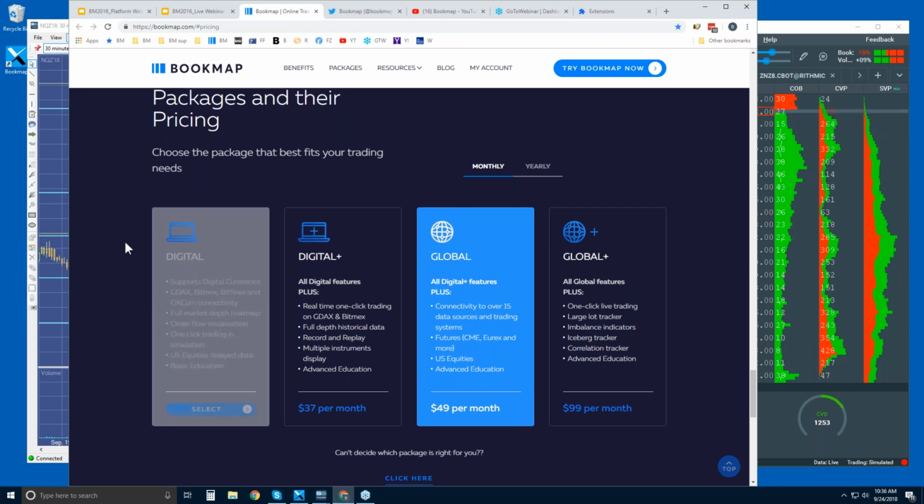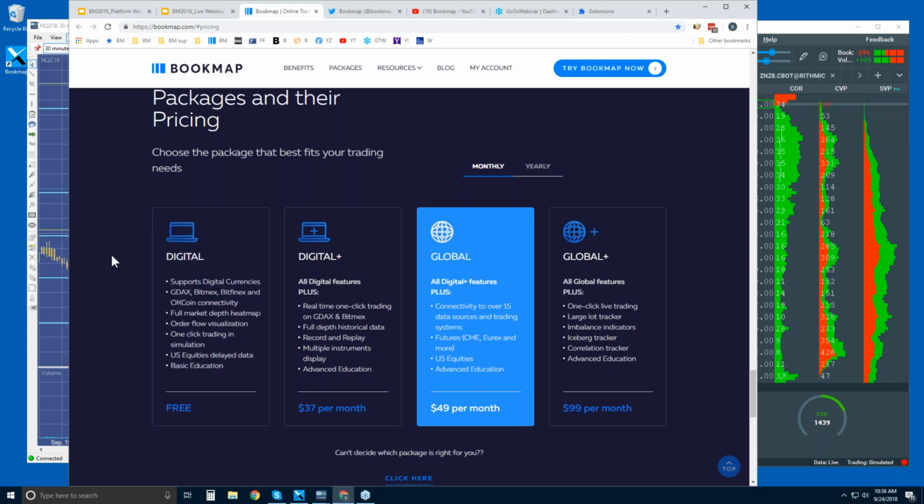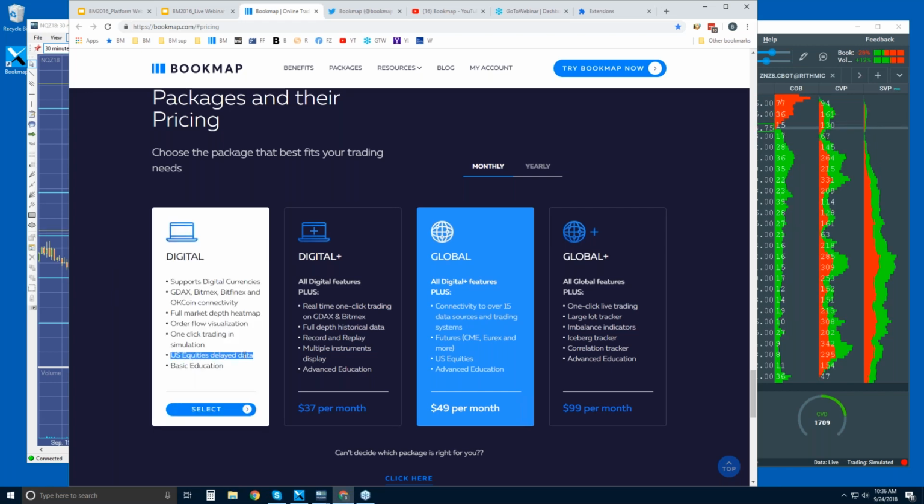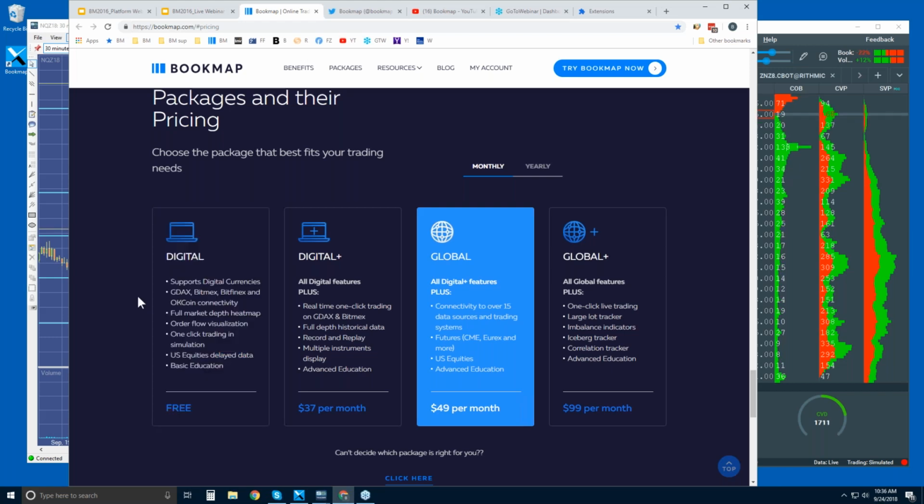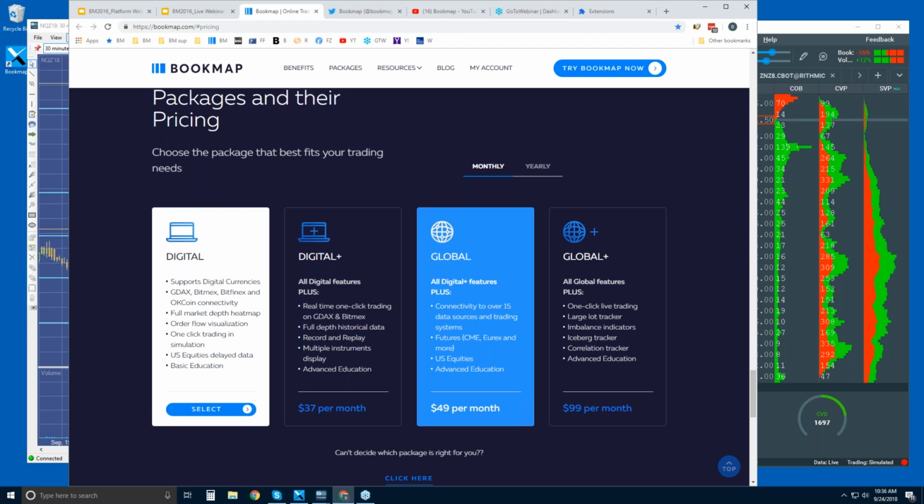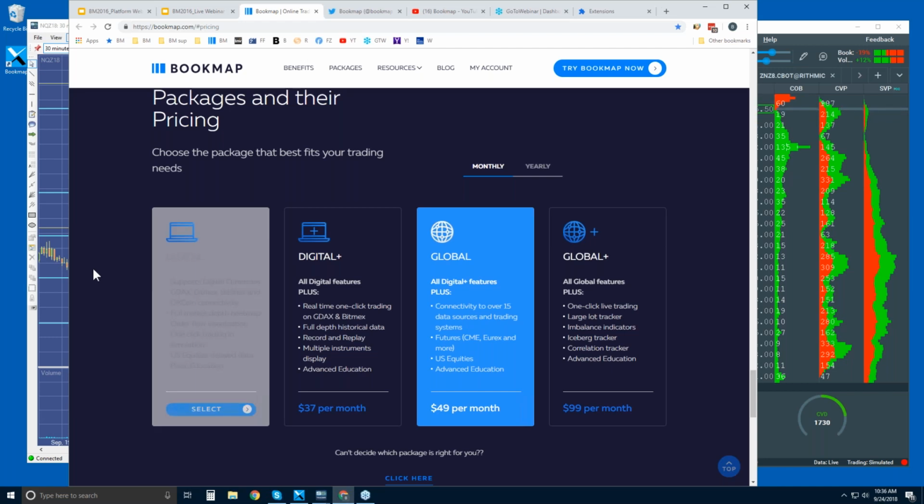So you can see that the digital version over here is free. You only get access to one digital currency at a time. The data is free and the market's always open, even over the weekends. So you can always check out a live environment. Now, if you are an equities trader, you do get access to a delayed data feed for US equities as well. And then if you're a futures trader, well, you can replay a file that comes with the download. So at least you can look at something from futures.